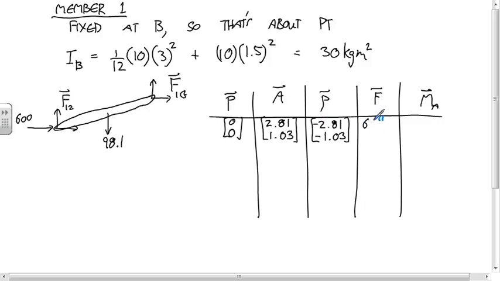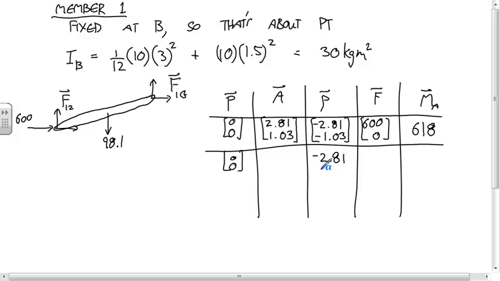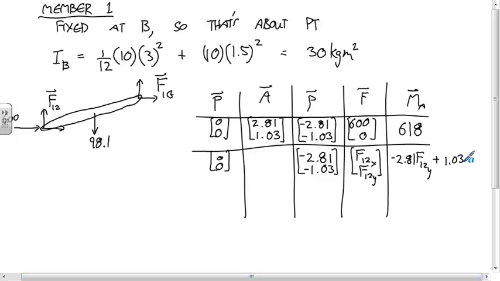Force vector, so first I'll do the 600. So what do you get when you take that cross product? Positive 1.03 times 600. And that's a z component, if we ever need that as a vector. And now the F12, that's also at the origin. The about point stays the same for all of these, so we get the same row vector. So we get negative 2.81 F12y plus 1.03 F12x.